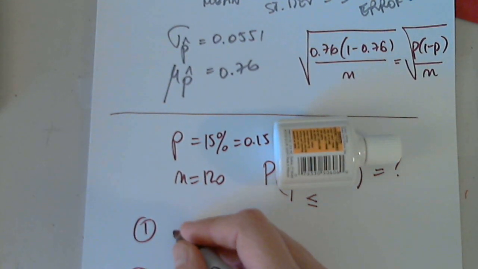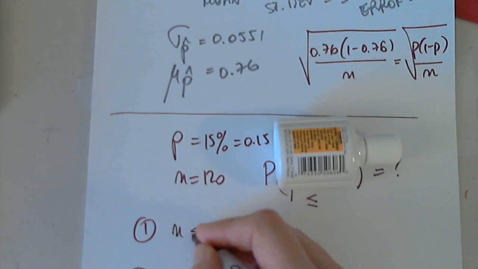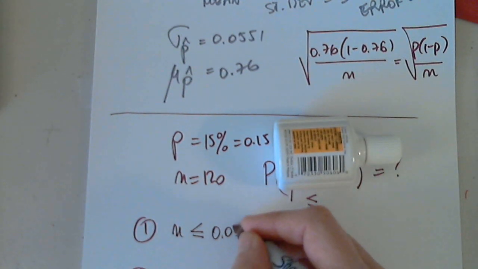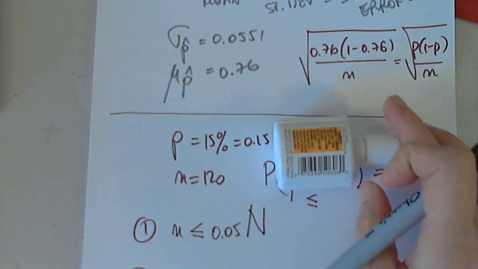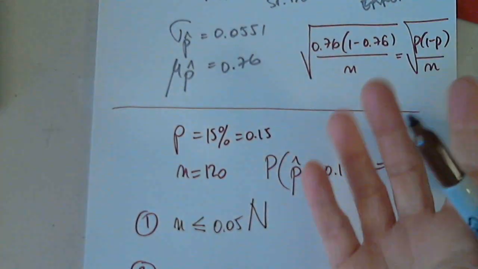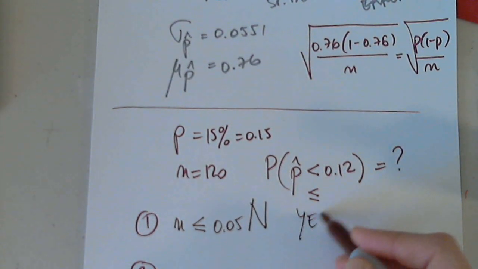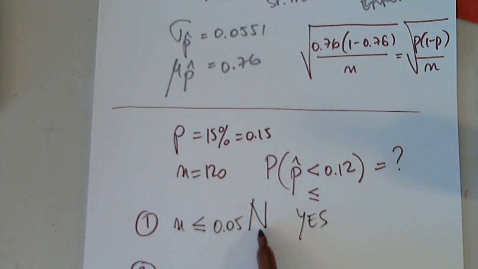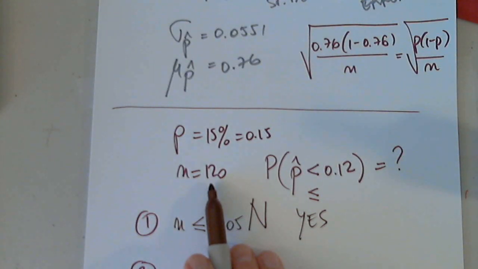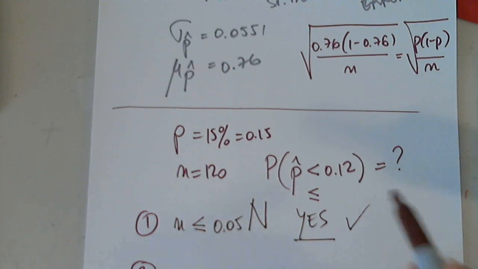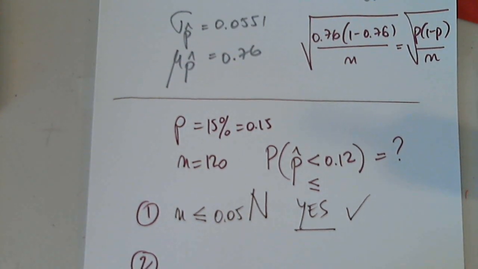The first test is that the sample size must be less than or equal to 0.05 of the population size. Yes, it is. For the same argument from 5 minutes ago, we are about 360 million, and this is 120 people. So absolutely, yes, the independence condition is fulfilled.